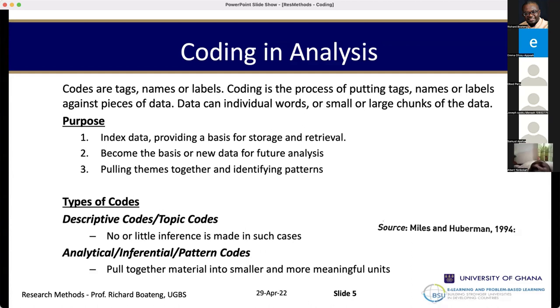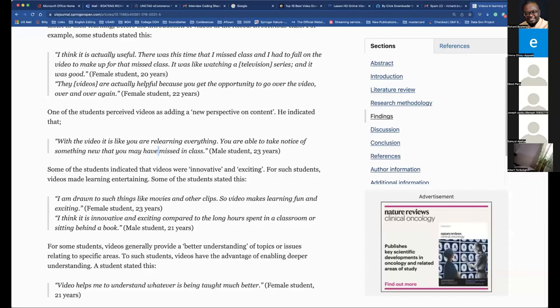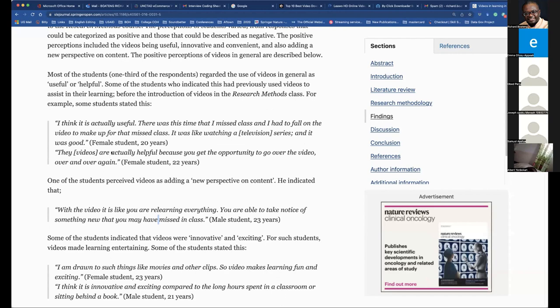Now, descriptive codes try to describe the entity that is saying something, and then topic codes try to tell you what the person is saying. So the example that you saw earlier, let's go back again. In this example we are looking at here, the topic code is what the person is saying, helpful and useful. The descriptive code is the entity, female student, 20 years. In fact, somebody could have written generation X or generation Y. That's another label that you could have used. It means that you are putting them in a generational group. So you have got female, a descriptive code describing the person who is saying it.